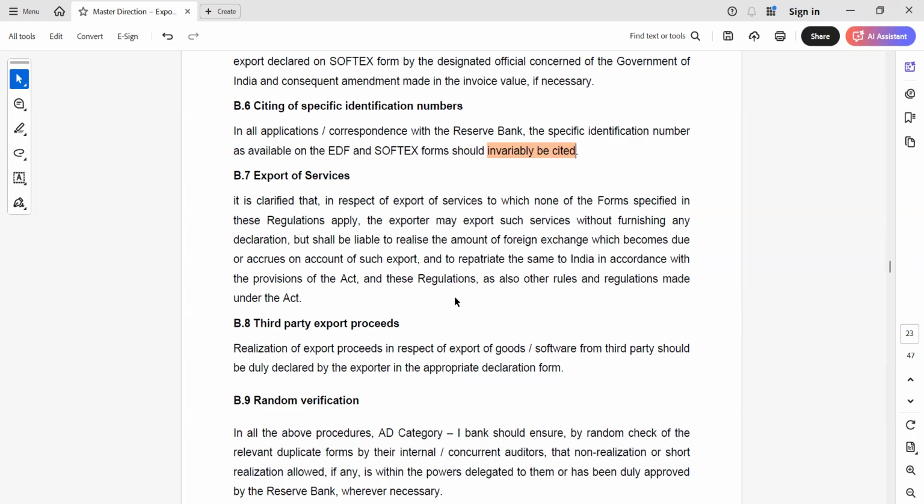So they are saying that there is no provision for services that a shipping bill will be generated. So that can be done without generation of a shipping bill. But whatever the service that a company or a person is providing, for that they should realize the amount of foreign exchange which is due to them.